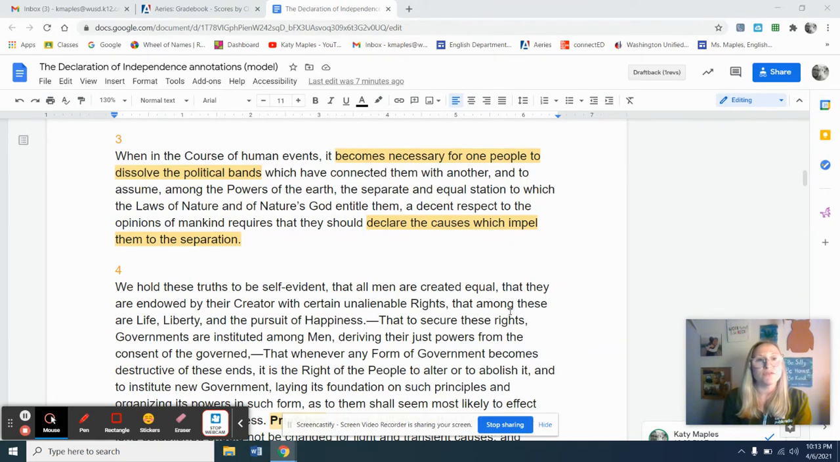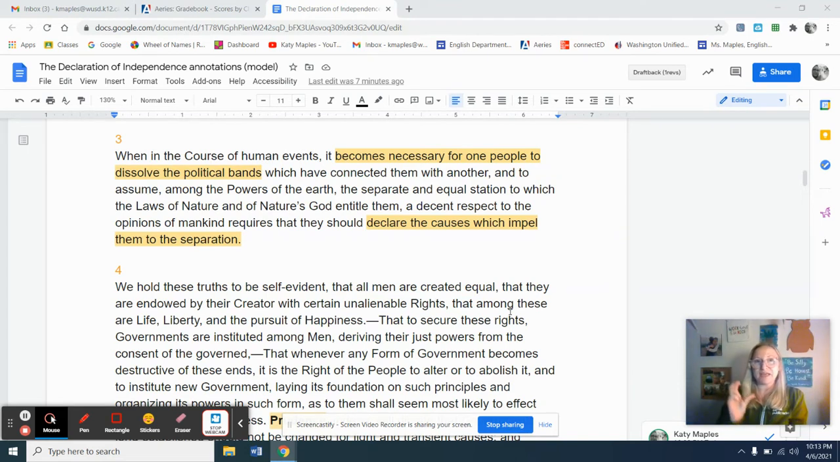When in the course of human events it becomes necessary for one people to dissolve the political bands which have connected them with another, and to assume among the powers of the earth the separate and equal station to which the laws of nature and of nature's God entitle them, a decent respect to the opinions of mankind requires that they should declare the causes which impel them to the separation.